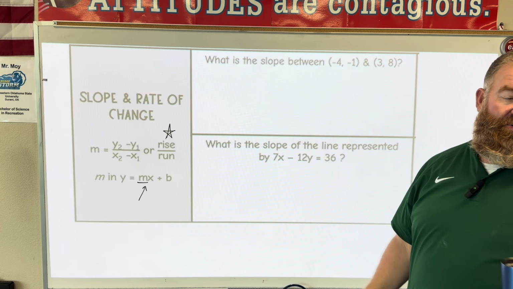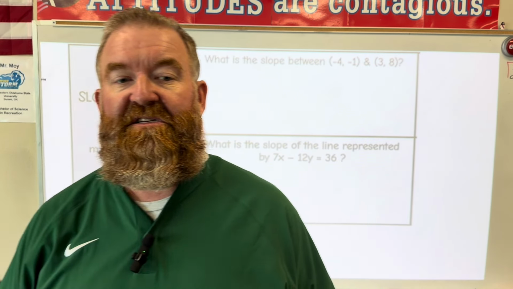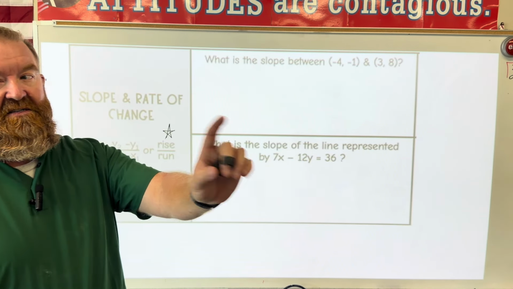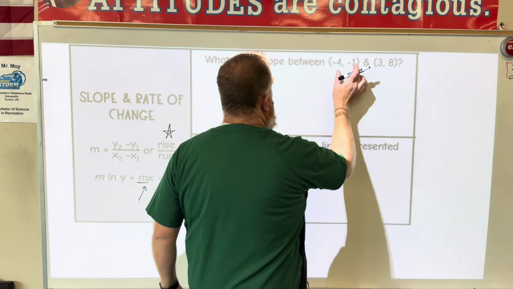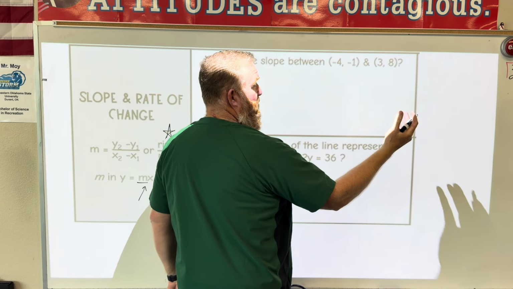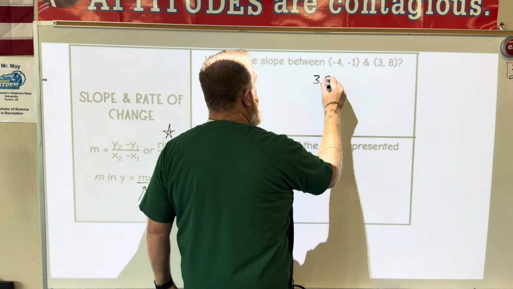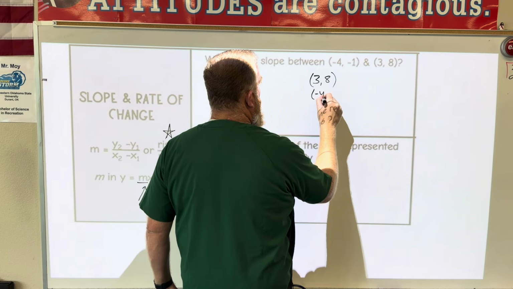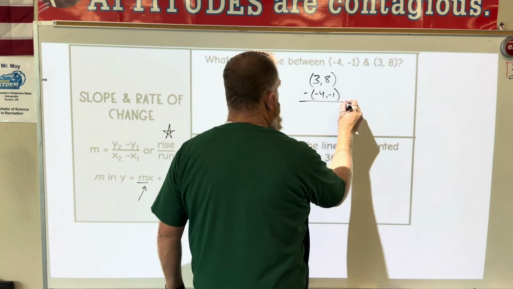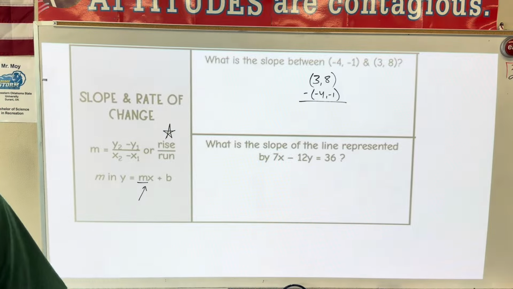What is the slope between 2 points? Do you guys remember how to do this? How do I get the slope? Stack and subtract. I'm going to take this point. Does it matter which one's on top? No. So I'm going to put the 3 and 8 there, and then -4 and -1 here, stack them and subtract them. You guys remember this?